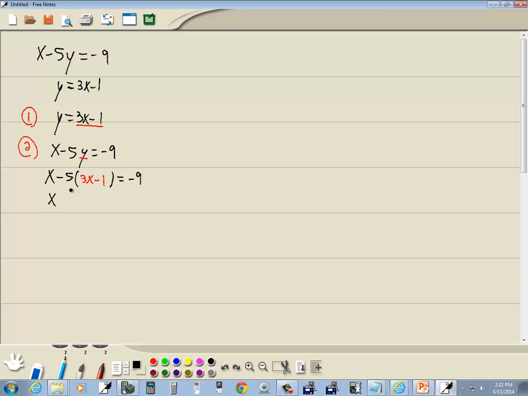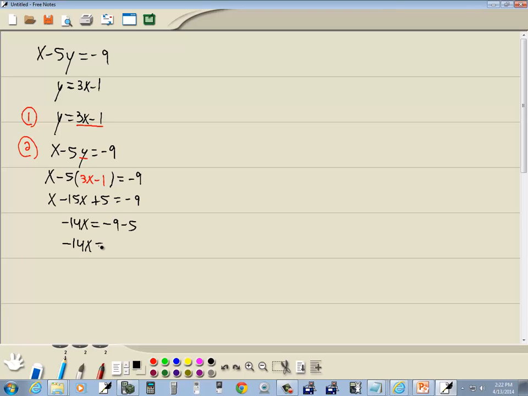So I use the distributive property. Negative 5 times 3x is negative 15x. Negative 5 times negative 1 is a positive 5, equals negative 9. Combine together like terms. 1x minus 15x is negative 14x. And take the 5 over, and it becomes a negative 5.